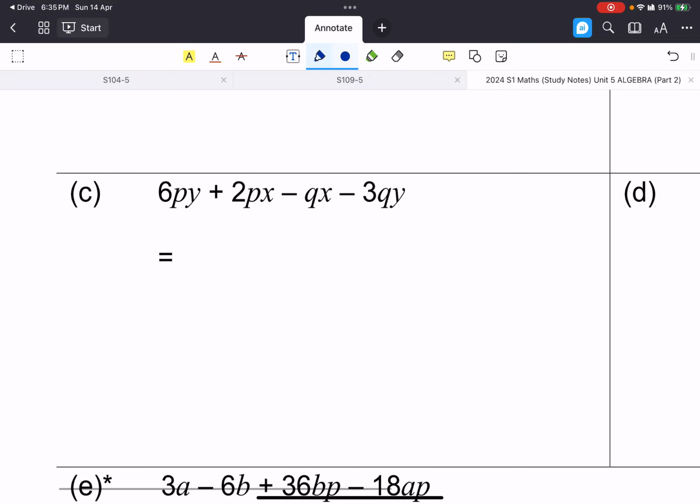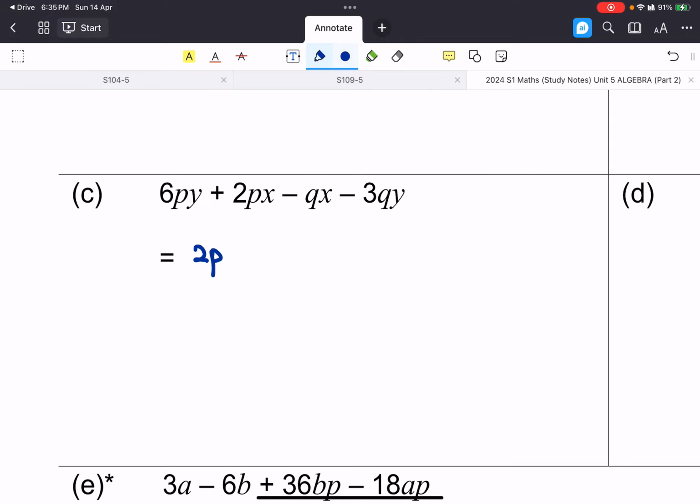Here's another example where you can do some swapping. If not, it's fine to just extract out 2p in the first group. So if I extract out 2p in the first group, I have 3y and then plus x. Now, in the second group, I have minus qx minus 3qy, so the minus is everywhere. So I prefer to actually extract out the negative.